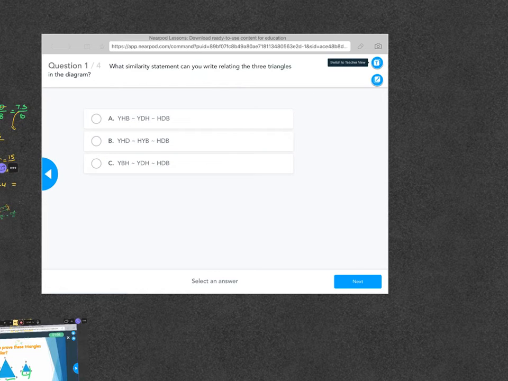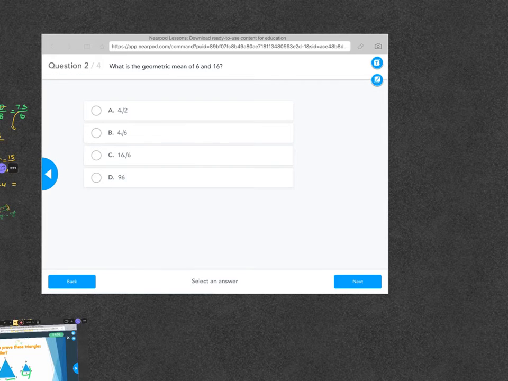So if I look at A, it says YHB. YH is the middle length side of that big triangle, and HB is the smaller. So I'm going mid to smaller on that. Then when I look at the second one, I want to go mid to smaller. So YD is the middle length side, DH is the smaller side. That one works. And then I want to go middle length, which would be HD, to smaller length, which is DB, HDB. So that first one's the right one. Does that make sense? Yes, ma'am.